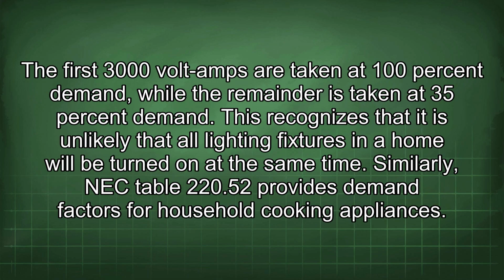The first 3000 volt amps are taken at 100% demand, while the remainder is taken at 35% demand. This recognizes that it is unlikely that all lighting fixtures in a home will be turned on at the same time. Similarly, NEC Table 220.52 provides demand factors for household cooking appliances.